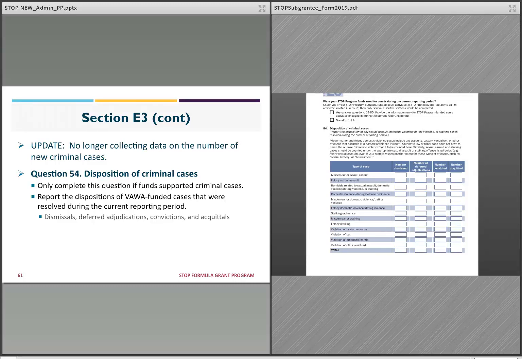In question 54, disposition of criminal cases, subgrantees should again report dispositions of VAWA-funded cases that were resolved during the current reporting period. As you will notice, there are fewer ways to capture the convictions, and instead convictions are all reported together.